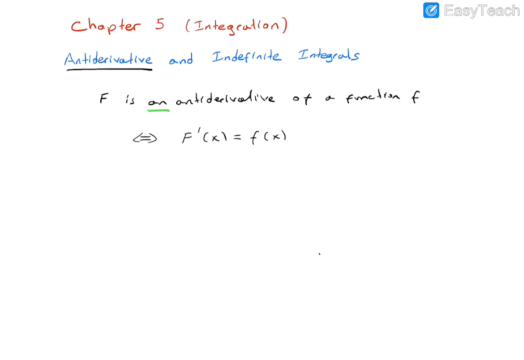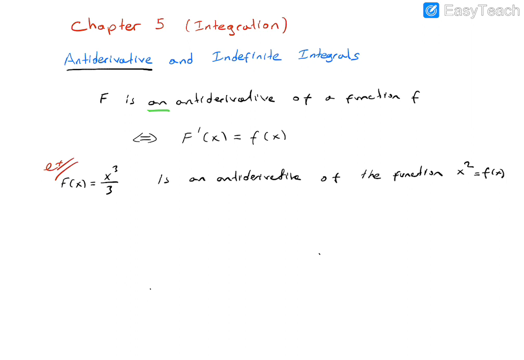For example, the derivative of x cube over 3 is x square. So x cube over 3 is an antiderivative of the function x square. This is small f of x.